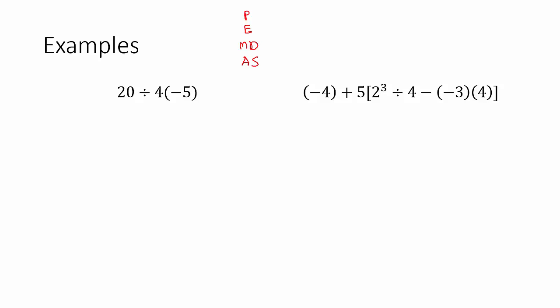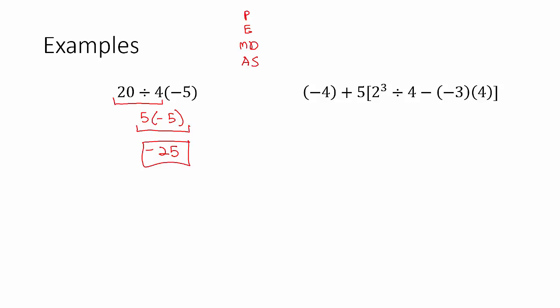But remember, multiplication and division must be done left to right, which means first we must do 20 divided by 4, which is 5, times negative 5. And now we can do the multiplication, which comes last. 5 times negative 5 is negative 25 for our final solution.